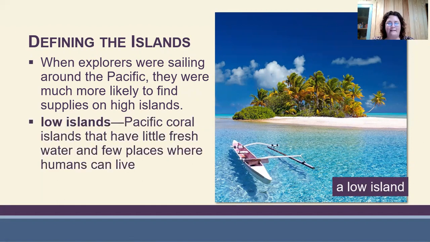Then you have the low islands. These are specific coral islands that have little fresh water and few places where humans can live. Unlike the high islands, they are not created from volcanoes. They are created off of coral reefs. So there's no elevation. So there's no warm breeze like on the high islands. So it's flat. The picture here is an example of what a low island would look like.